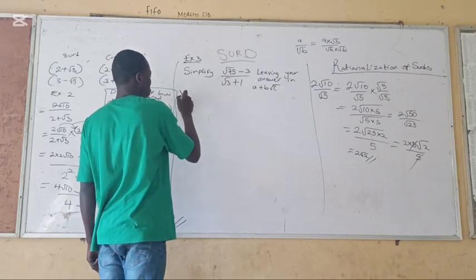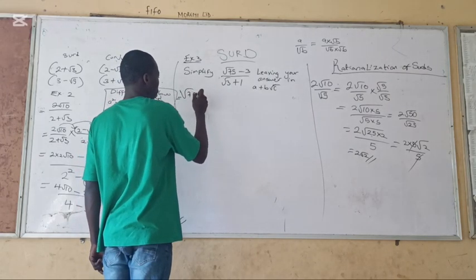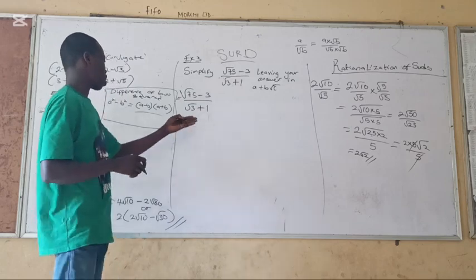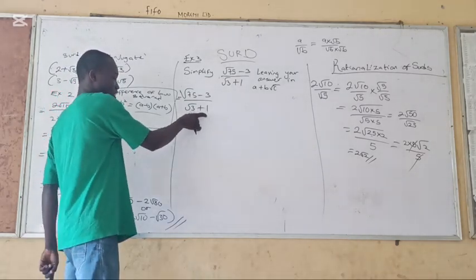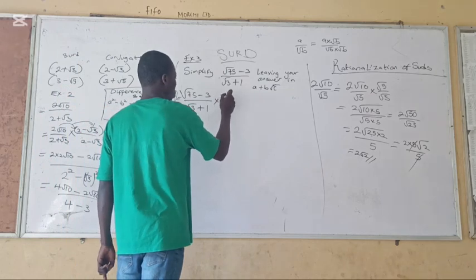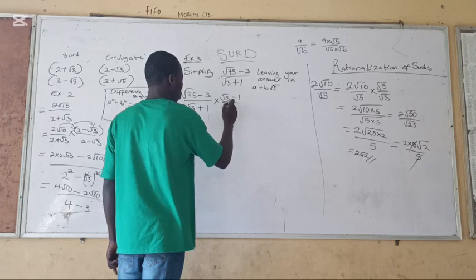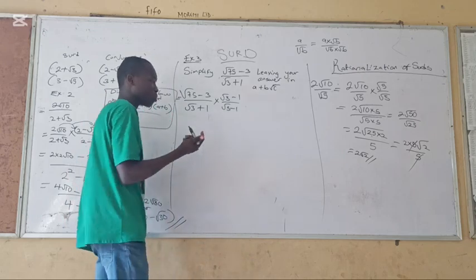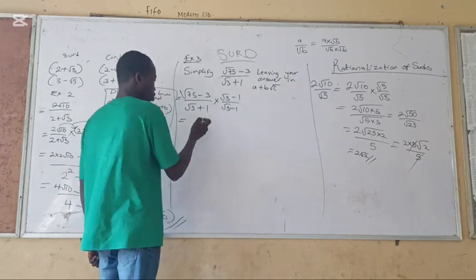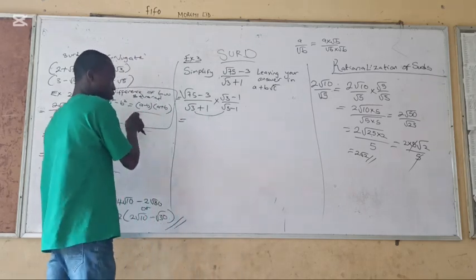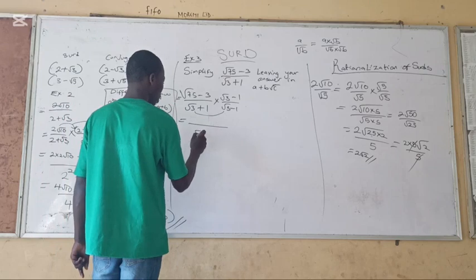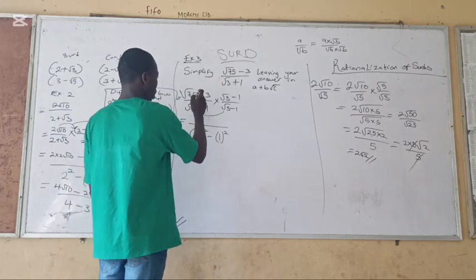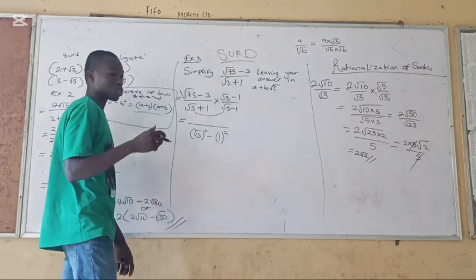Now we go again. We have (root 75 minus 3) over (root 3 plus 1). Now what is the conjugate of this form? The sum at the denominator is going to be root 3 minus 1 over root 3 minus 1. So we are going to multiply the denominator and numerator by the conjugate of the denominator, right? Now let's expand. Don't forget here we just apply the difference of two squares formula by saying root 3 squared minus 1 squared. And at the numerator we are going to simplify.